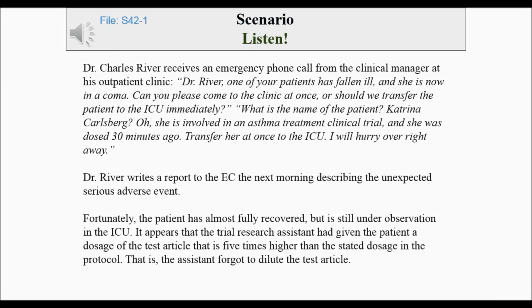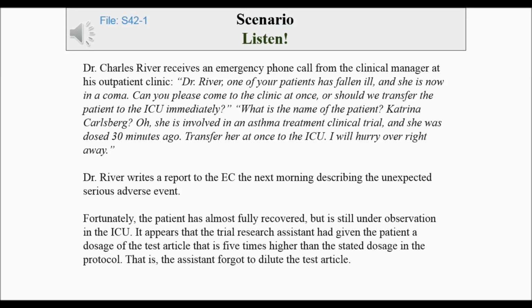Dr. Charles River receives an emergency phone call from the clinical manager at his outpatient clinic. "Dr. River, one of your patients has fallen ill, and she is now in a coma. Can you please come to the clinic at once, or should we transfer the patient to the ICU immediately?"